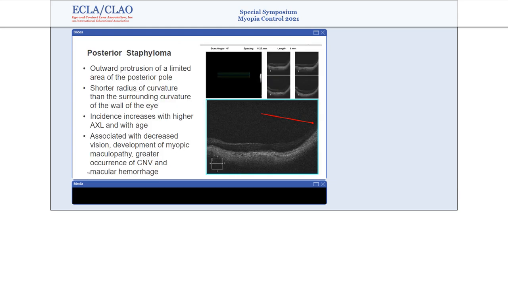And then lastly, we have posterior staphyloma, which is an outward protrusion of a limited area of the posterior pole. You have a shorter radius of curvature than the surrounding curvature of the wall of the eye, and this increases with higher axial length and with age. And this is associated with decreased vision, development of myopic maculopathy, and greater occurrence of CNV.